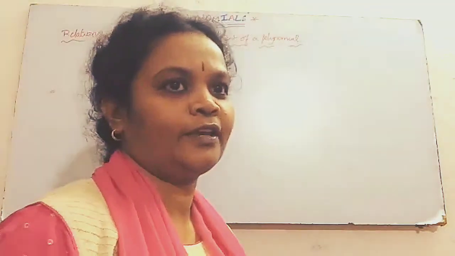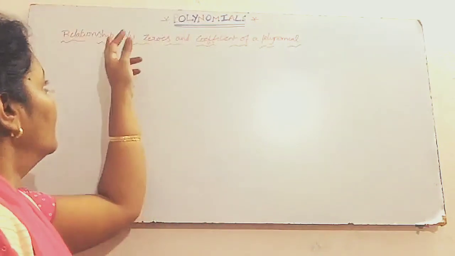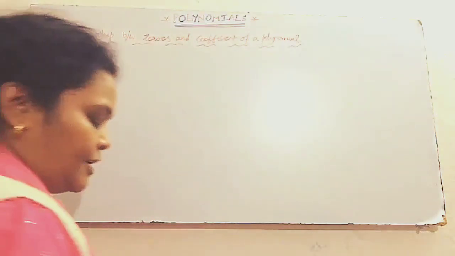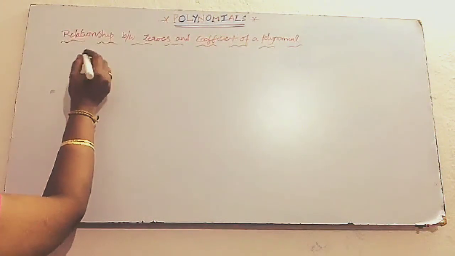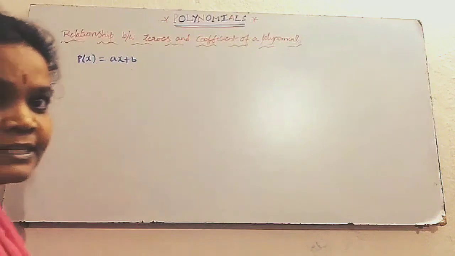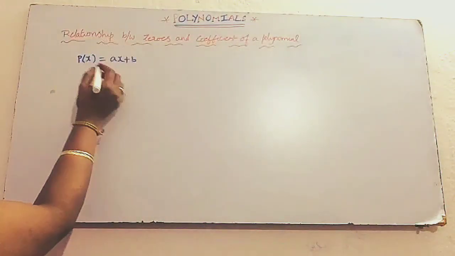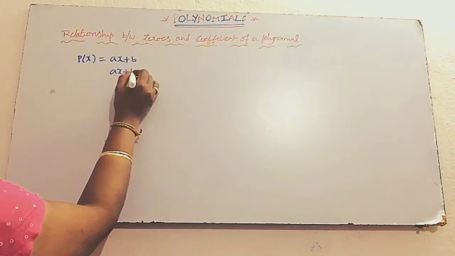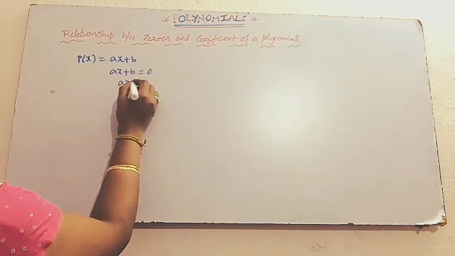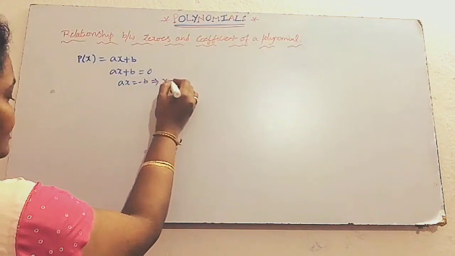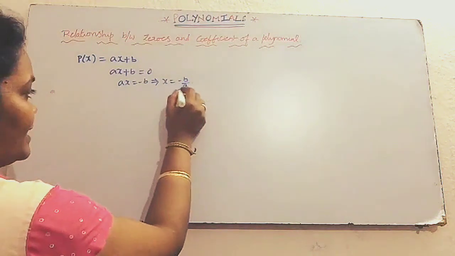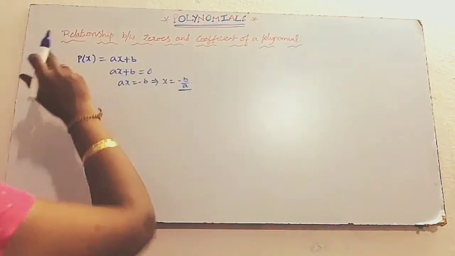Hello students, today we will discuss the relationship between zeros and coefficients of polynomials. First I will take p of x equal to ax plus b. This is a linear polynomial. Now in this polynomial we will equate ax plus b to 0. That means ax equals minus b, which implies x equals minus b by a. So here minus b by a is the zero of the polynomial p of x.